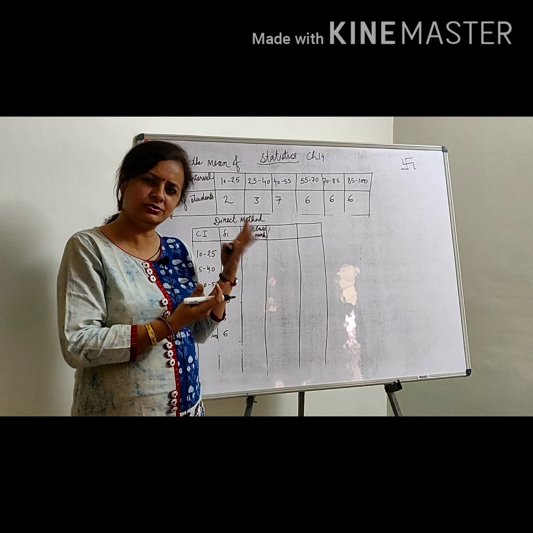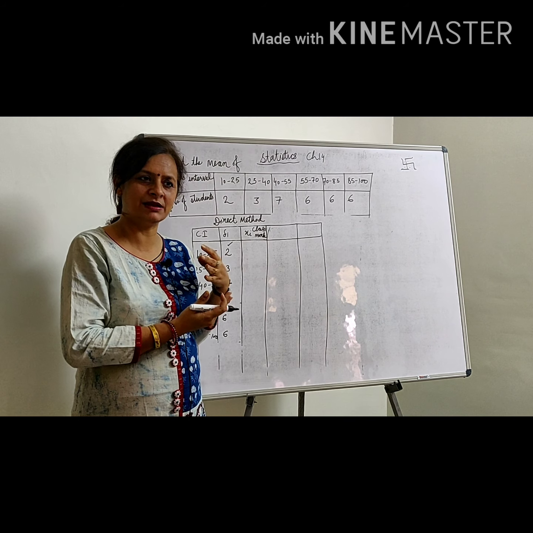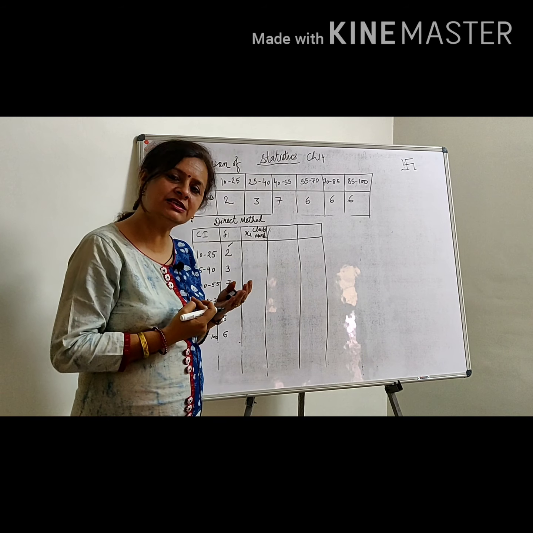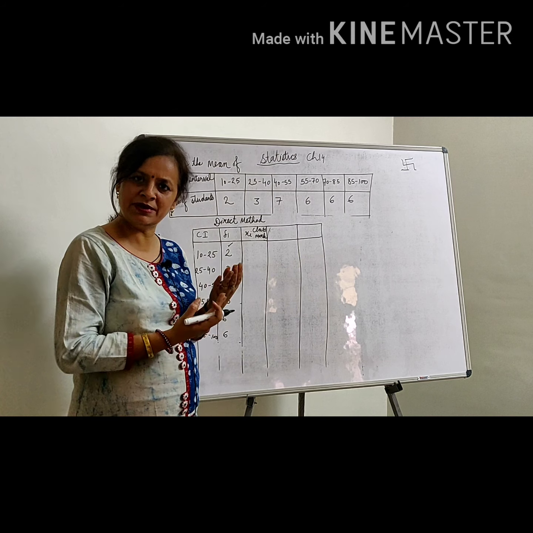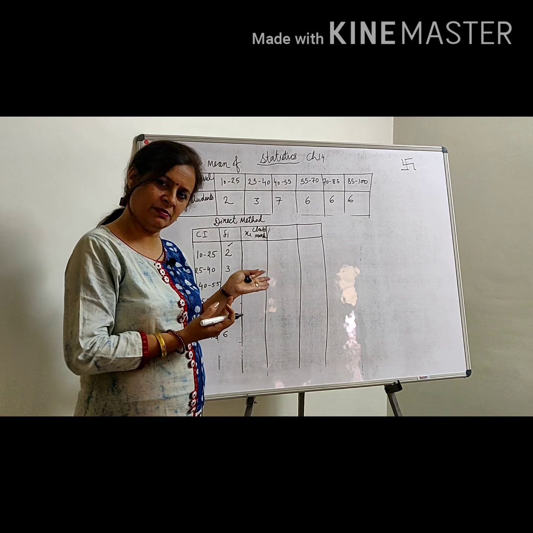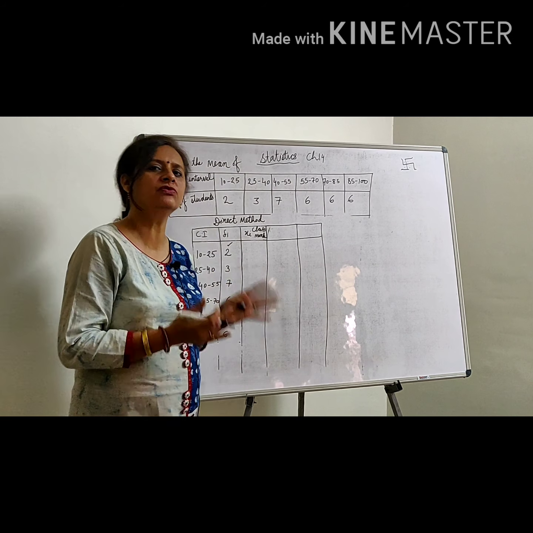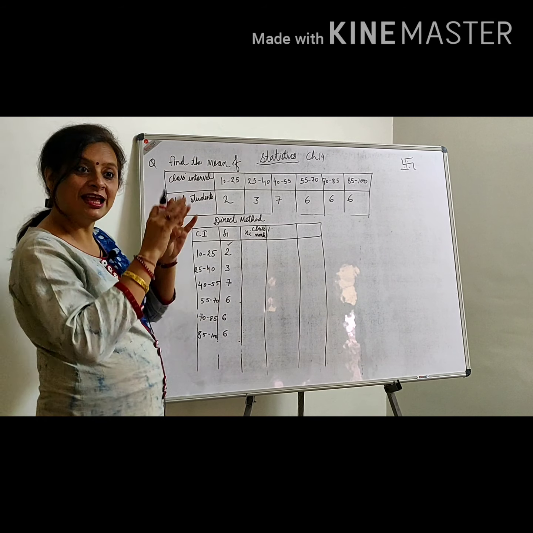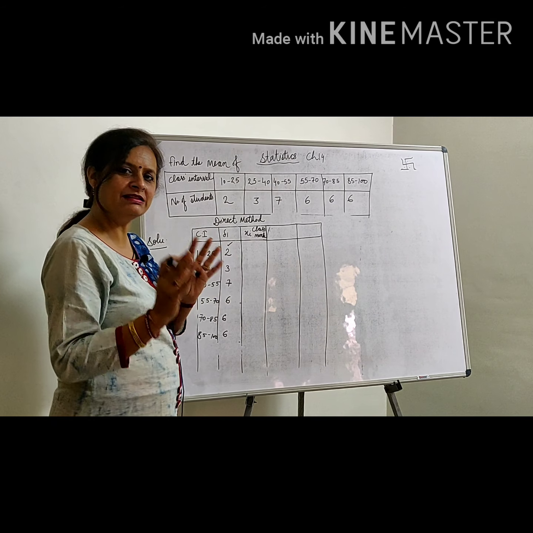I told you those methods, both are very easy methods. And if the board precisely says that you have to use the assumed mean method, then you have to use that method, otherwise you can use any of the methods. Sometimes the board may give you the name of the method that you have to use.